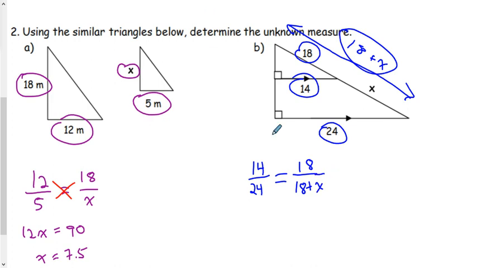Okay, let's do my cross multiply game, like that. What am I going to end up with? Well, 24 times 18 will be on one side, that's 432. And on the other side, we've got a thing that's going to look like this, right? 14 times (18 plus x). So what would that work out to?